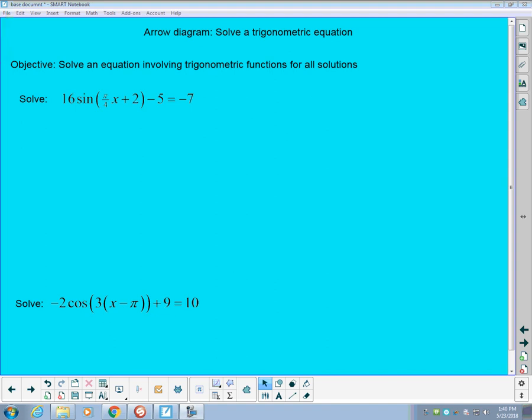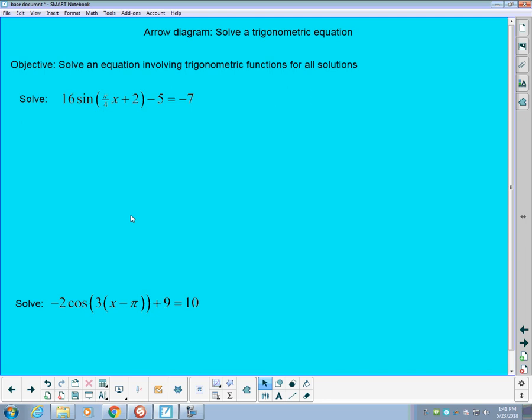So in this video, we are going to work on solving trigonometric equations, and we'll use our arrow diagrams to help us understand the steps that we need to take along the way. To be supported by the notes that we took on the parent functions. If you don't have those notes, then you need to watch the parent function video for this as well.